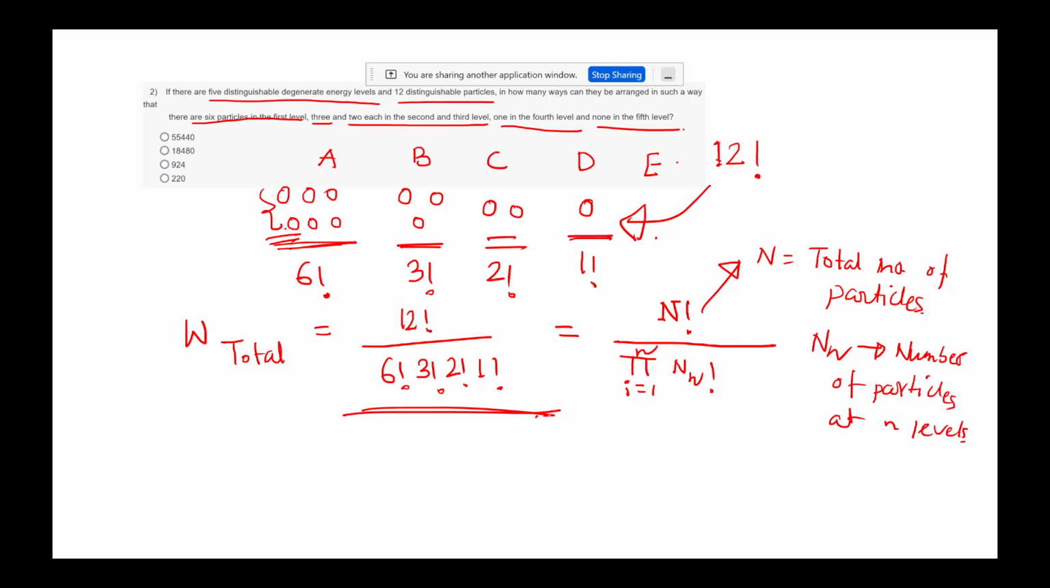This is understood, this formula, how it is being written? Yes, sir. So if you do that, please tell me the answer. 55,440. Okay, so this is the correct answer. So let's just speed it up. I've got few minutes left.